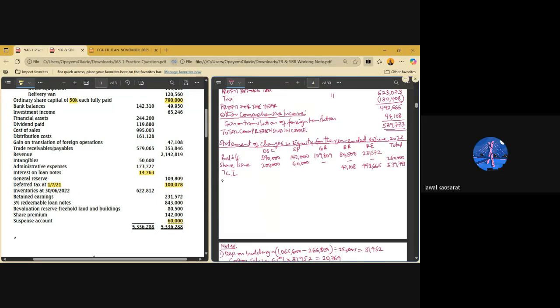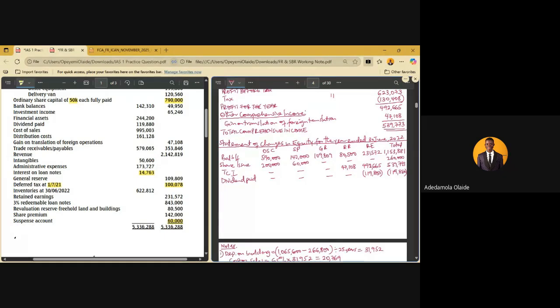Then what else do we have? Yeah, the dividend. Total for balance BF, how much? 1,153,881. Yes. The dividend paid during the year, we have how much? 119,880. So we'll take it out, 119,880. We are recognizing this because it has already been paid. Dividend that is yet to be paid, we will not recognize.